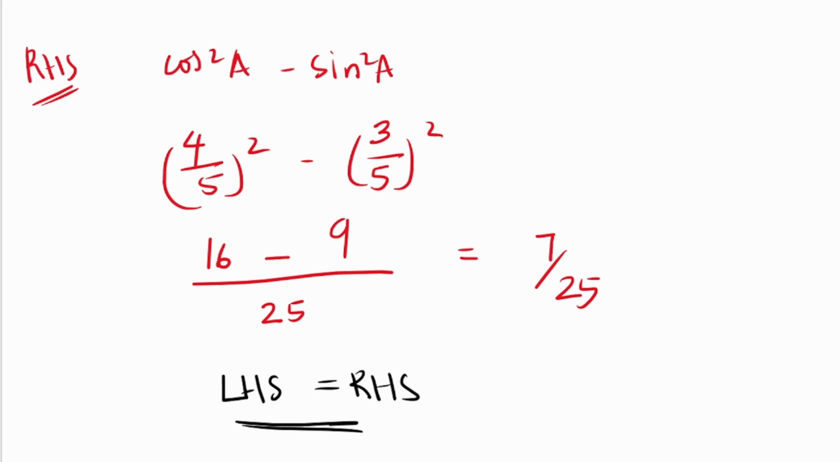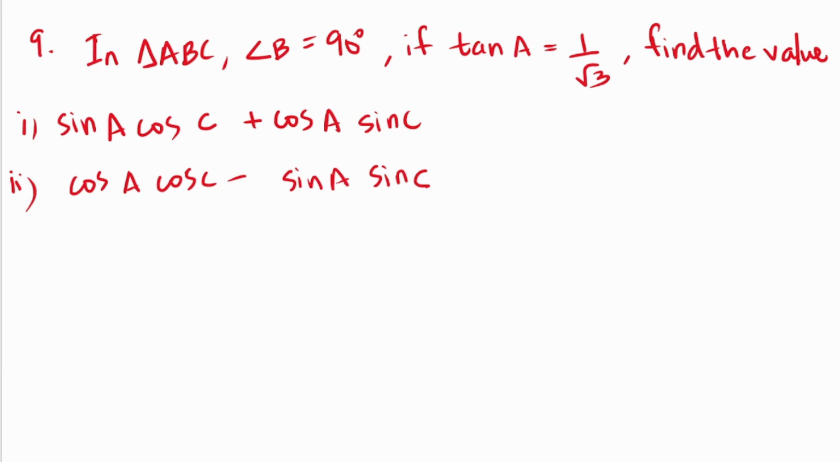Now moving on to the next question, which is question number 9. In this question, they have given a triangle which is right angled at B, and they have given the value of tan A. They have asked us to find the values of two expressions. Part 1 is sin A cos C plus cos A sin C, and part 2 of the question is cos A cos C minus sin A sin C. First, you need to draw the triangle. You drew the triangle.